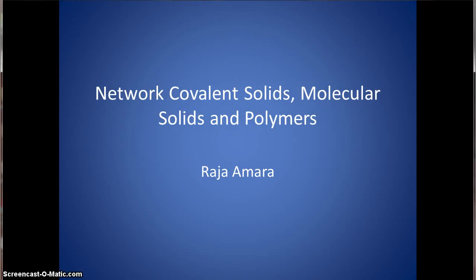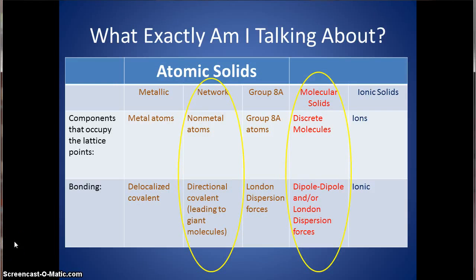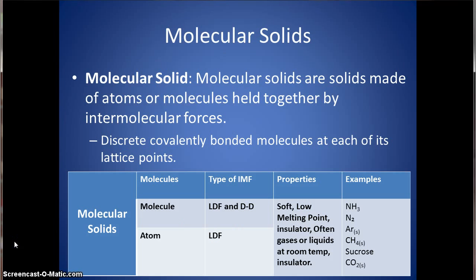So my topic is network covalent solids, molecular solids, and polymers. To relate it back to the big idea, network covalent solids are actually a subsection of atomic solids. Molecular solids are going to be a different category, and they're solids made of atoms or molecules held together by intermolecular forces.